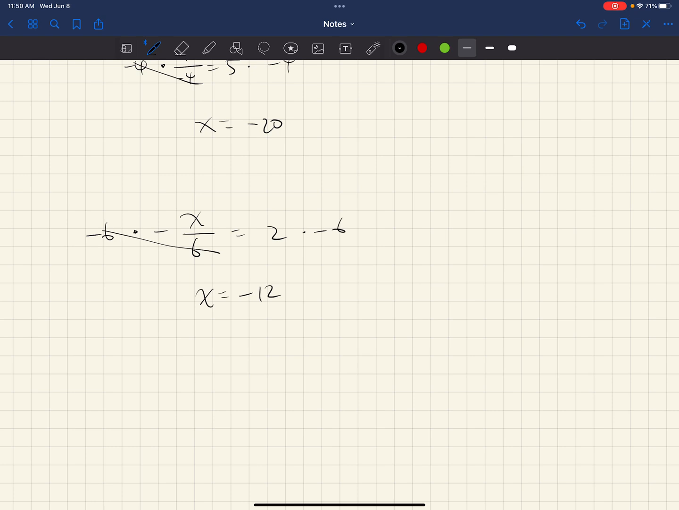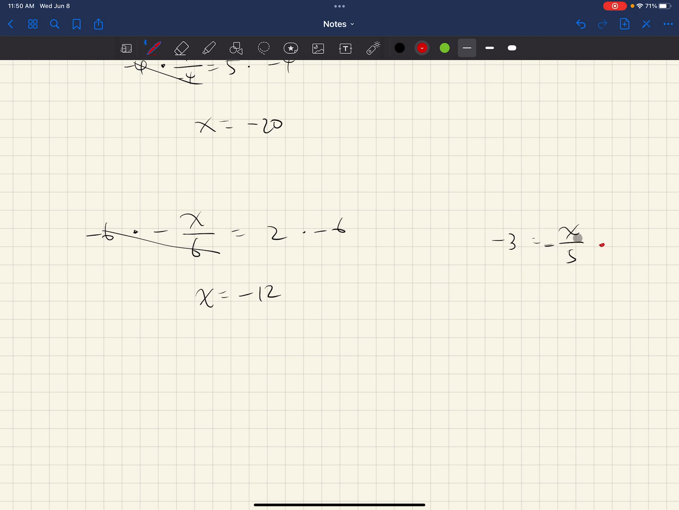All right, let's do another one. Actually, we can do this one, like negative 3 is equal to negative x over 5, like that, right? How do we do that? Same thing.